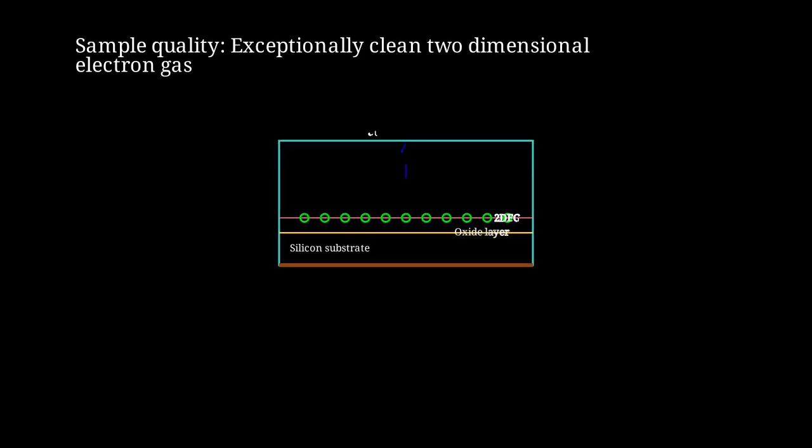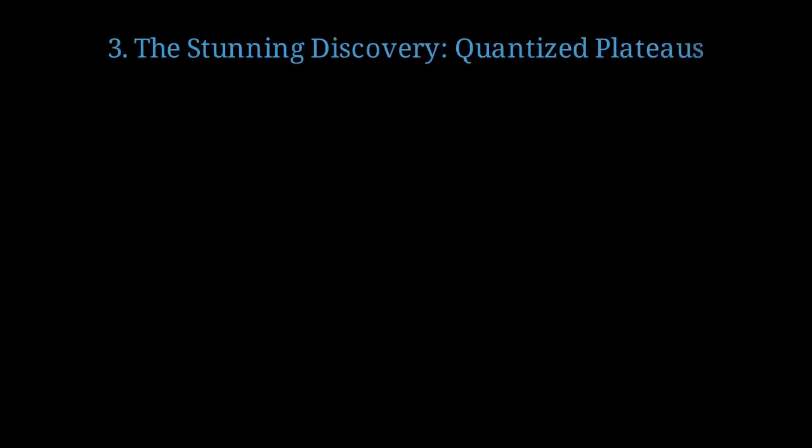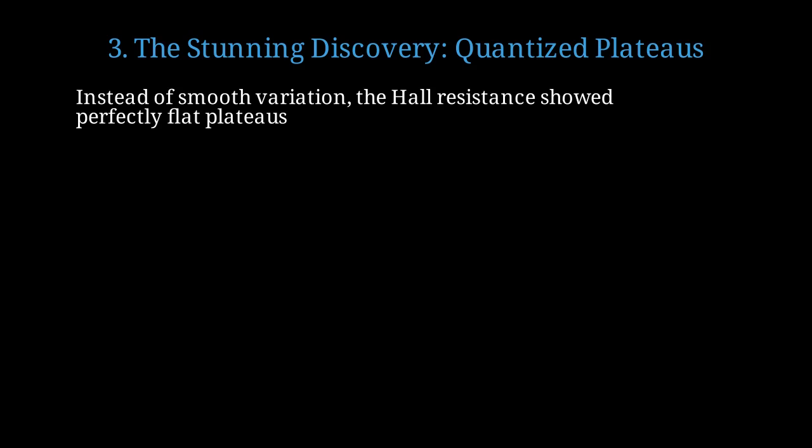This diagram shows the MOSFET structure with a silicon substrate, an oxide layer, and at the interface, a two-dimensional electron gas where the quantum Hall effect occurs. What von Klitzing observed was completely unexpected and revolutionary. Instead of the expected smooth variation with magnetic field, the Hall resistance showed perfectly flat plateaus at specific values.